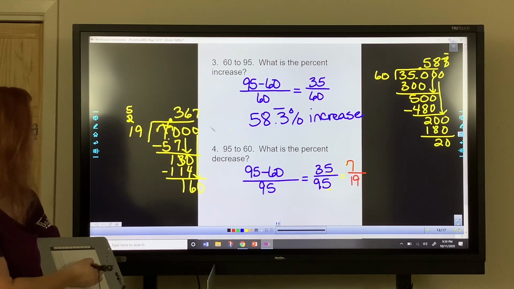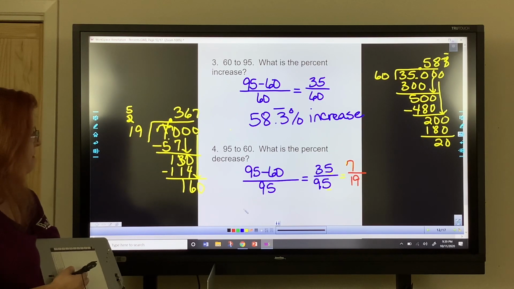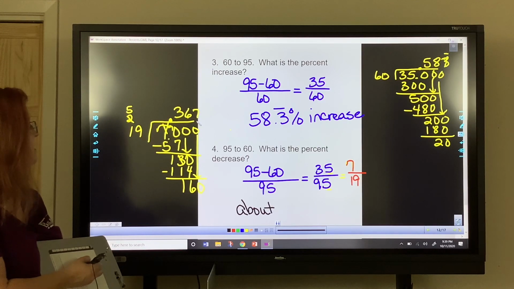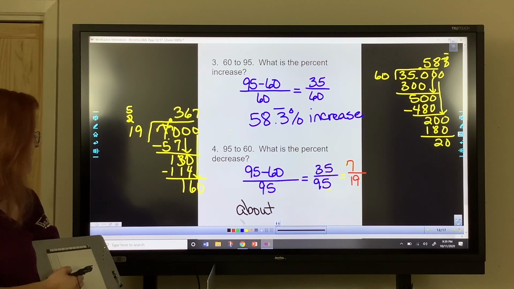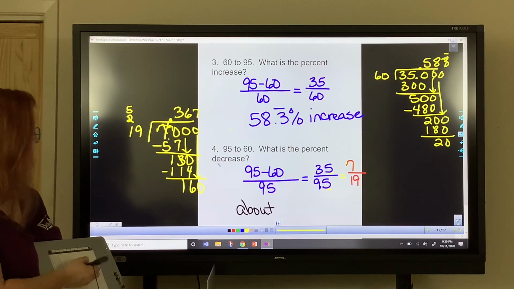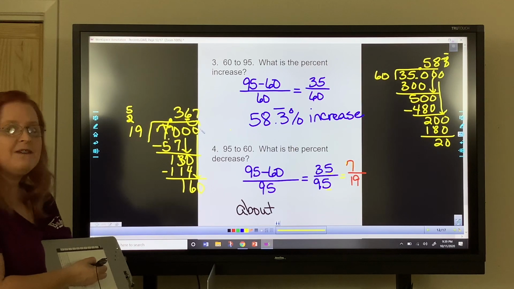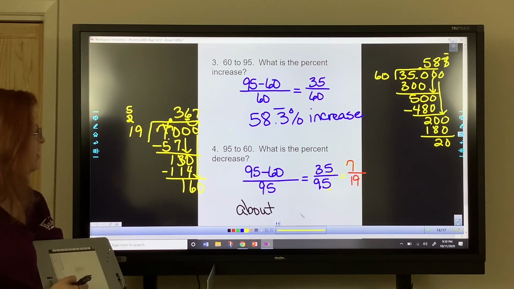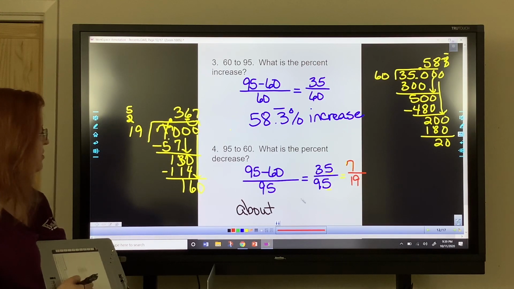So if I'm going to round my percent and say about, which is okay, unless your teacher tells you otherwise, I'm going to look at the 6, and I'm going to use that 7, and if it's 5 or more, you move up. So we're going to have about 37% decrease.